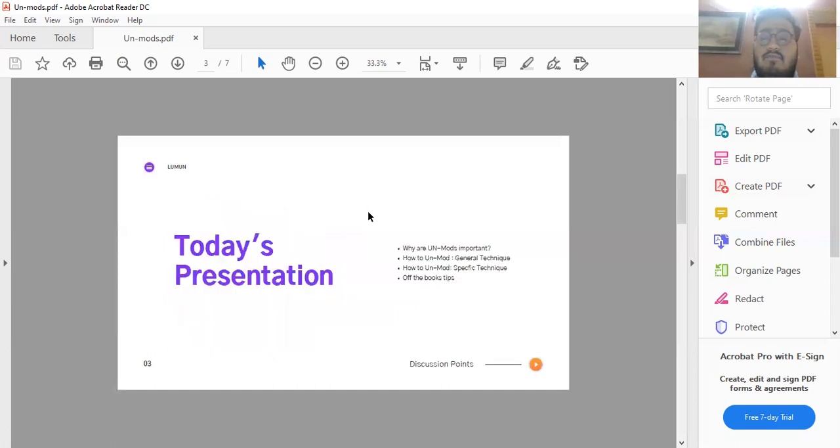So we will dive into 4 different topics. First of them, the most important one, is why are Unmods important to begin with? Why do we need to discuss them, and what weightage do they hold? The second one is how to unmod, as in general technique, and then there are some specific techniques that I have for you, and then there are off the top tips. These are some things that have helped me immensely, let's say, in keeping me calm, and I hope they do so for you as well.